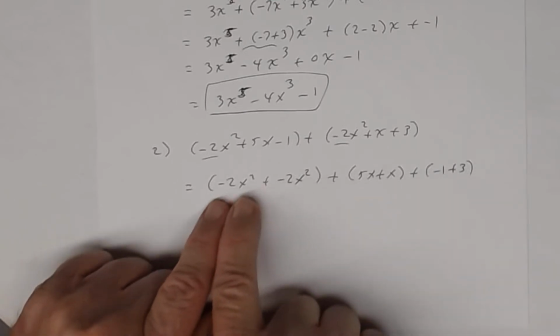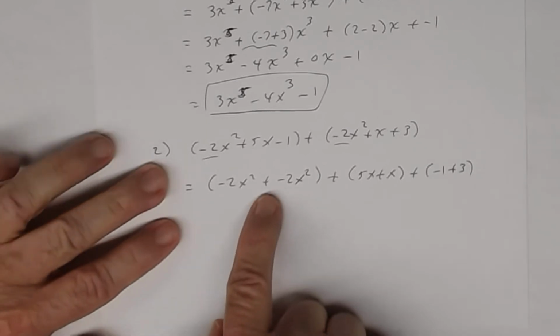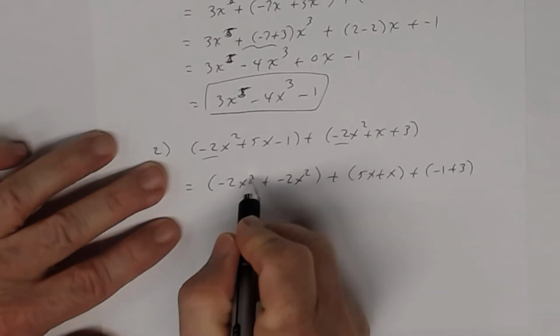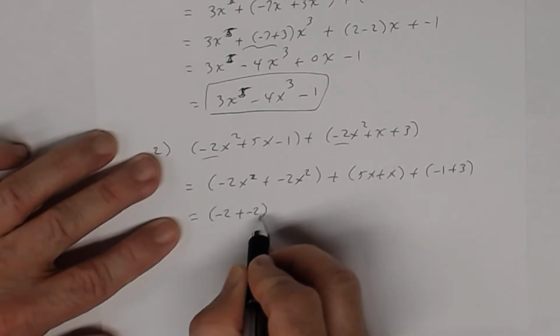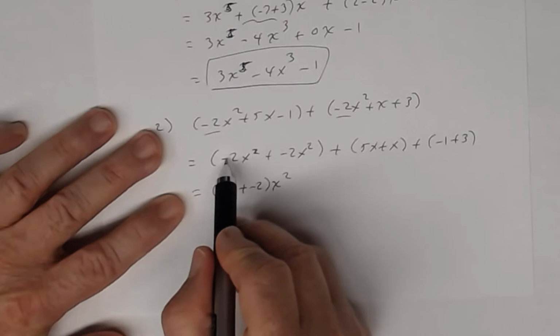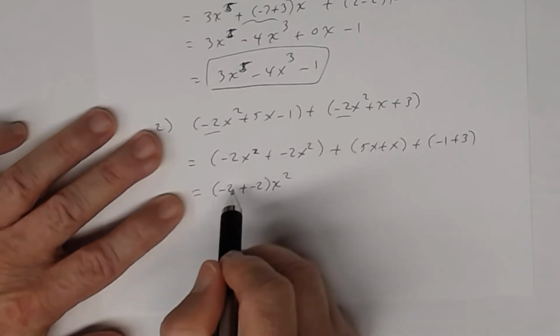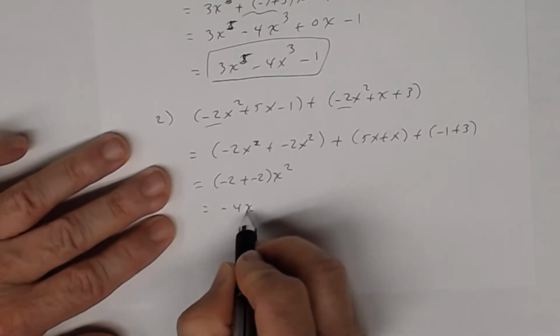All right. Now, what's a negative 2x squared plus a negative 2x squared? What is that? If you're having trouble thinking about it, use the distributive property. You have negative 2 plus a negative 2 times x squared, right? So I'm going to ask you again. What's a negative 2x squared and a negative 2x squared? What's a negative 2 plus a negative 2? It's a negative 4x squared, right?